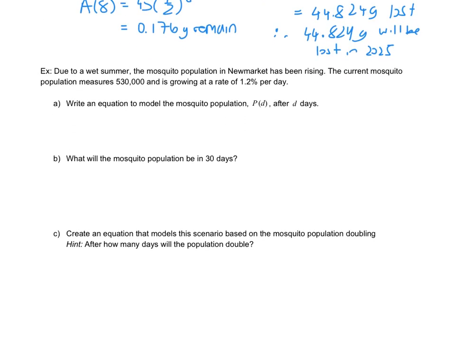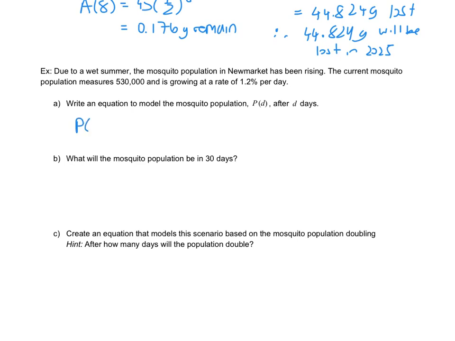And now let's try our last one. Due to a wet summer, the mosquito population in Newmarket has been rising. The current mosquito population measures 530,000 and it is growing at a rate of 1.2% per day. Write an equation to model the mosquito population P at D after D days.